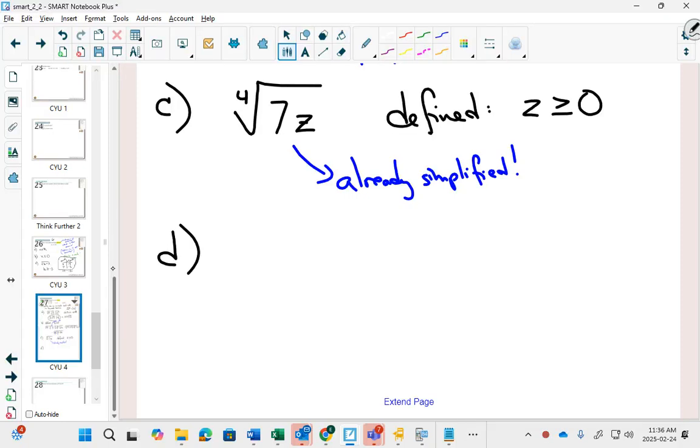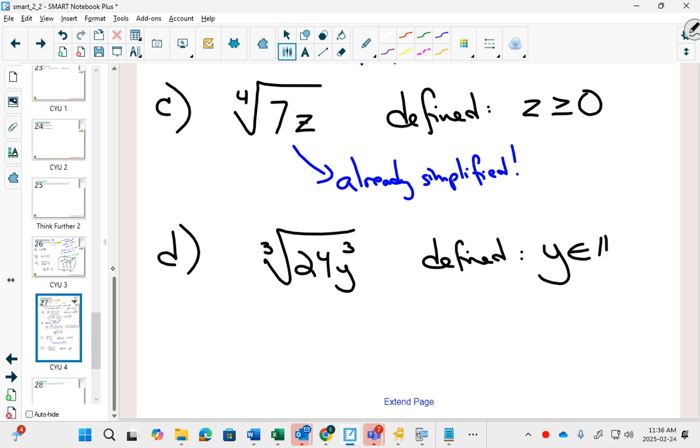And D, we've got a cube root now. Oh, cube roots are nice because anytime it is an odd index, for the defined part, super easy. Everything, because you can cube root negatives, you can cube root positives, you can cube root 0. As far as simplifying this goes, now we're looking at our perfect cubes. Is there a perfect cube that divides 24? Yes. It's 8 times 3.